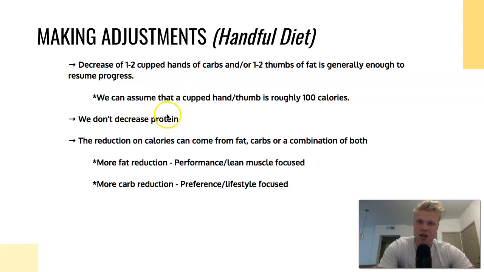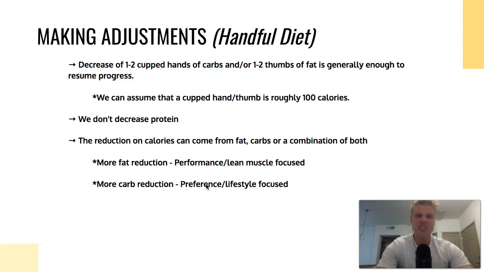But again, we don't decrease protein here, and really the same rules apply as far as where you're pulling from. If you want to focus more on building lean muscle, really performing in the gym, it's smart to keep your carbs in, especially those carbs you have around your workout. If you prefer fattier foods, then keep that higher, pull from carbs. So pretty simple. That's how we make these adjustments.